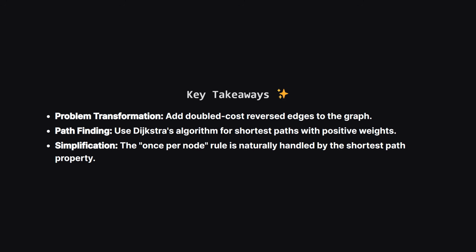To wrap things up, the big lesson here is that sometimes you can simplify a complex rule by just changing how you build your graph. By adding those reversed edges up front, we turned a tricky switch problem into a simple shortest path problem. Dijkstra did all the heavy lifting for us.